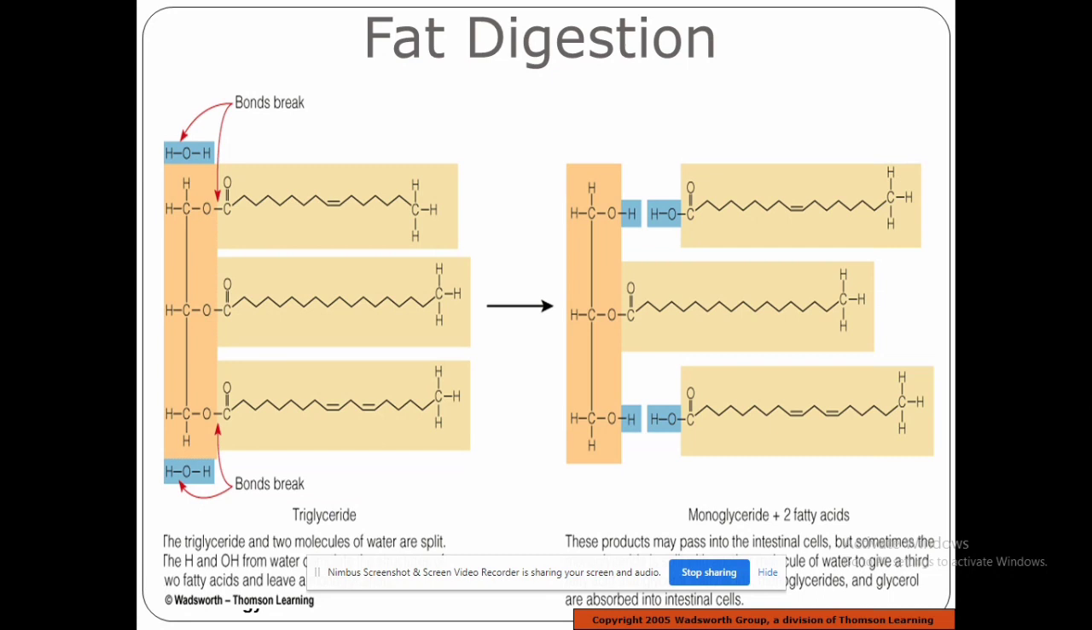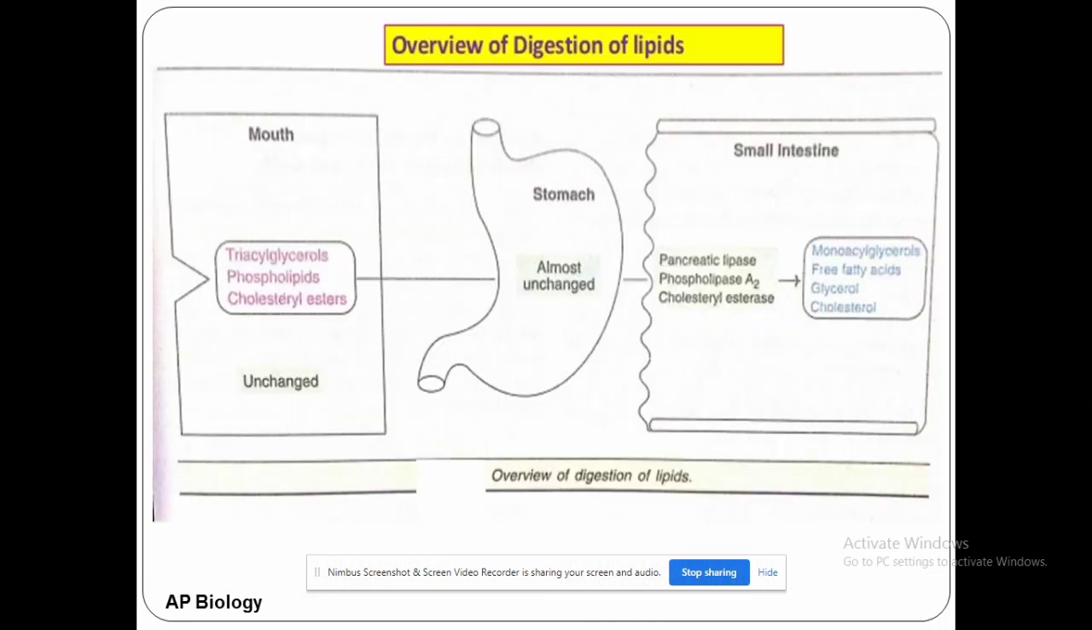In this way we break down each component of the fat molecules. So now where the digestion or how the digestion takes place. This slide shows the overview of the digestion of lipids.